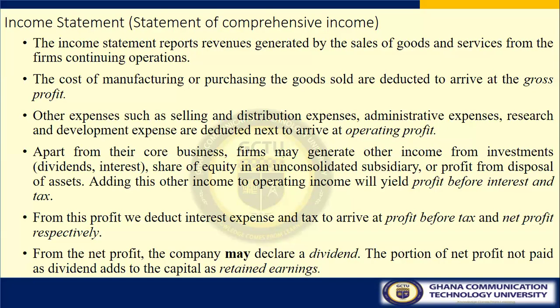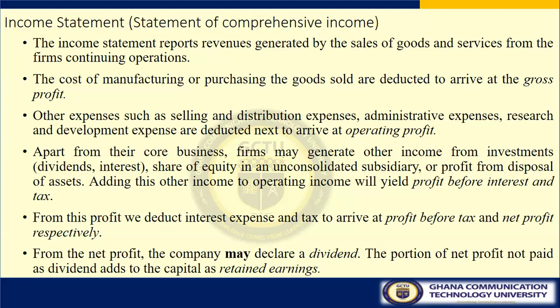Like those in hotel management, like the restaurants, they render services and they receive money. And those who produce, those in the manufacturing companies, manufacture something, a product, you sell them and then receive revenue. Okay. So the cost of manufacturing or purchasing the goods sold are deducted to arrive at the gross profit. We all know our business math.